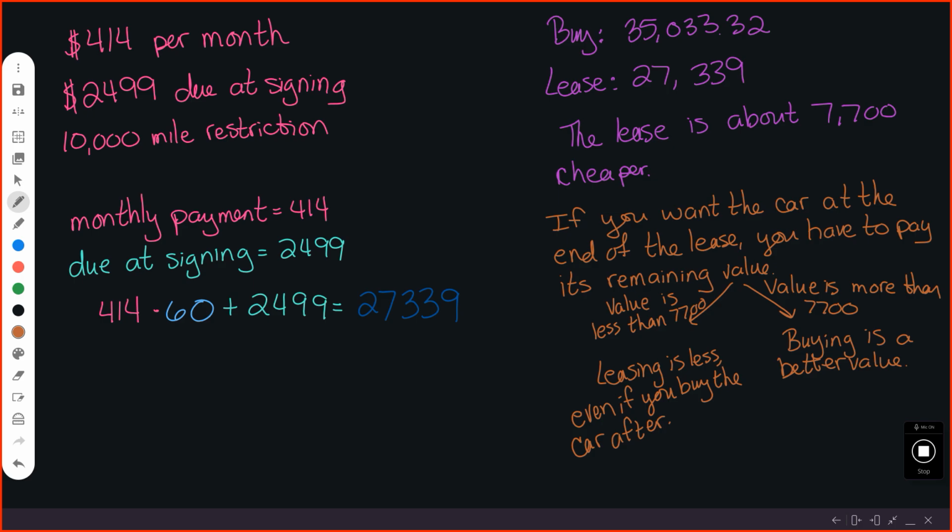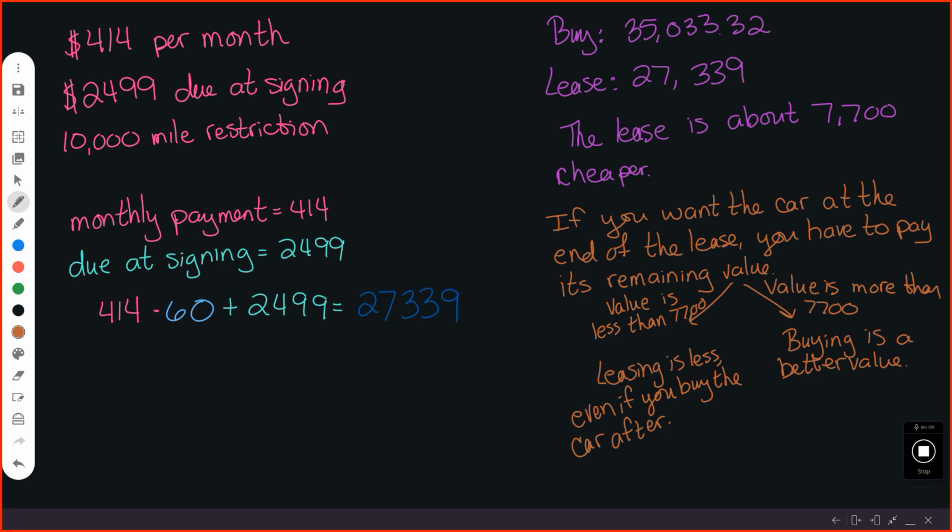If the value of the car is only $5,000 after the lease is over, then you'll only have to add $5,000 to the lease price, which would bring you to $32,339. So that's a better deal. Okay. So it's all about how much the car is worth at the end of the lease. All right. Hopefully that helps you with your problems, and for you to think about what decision you should make when you're buying versus leasing.